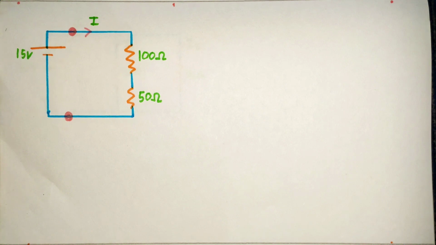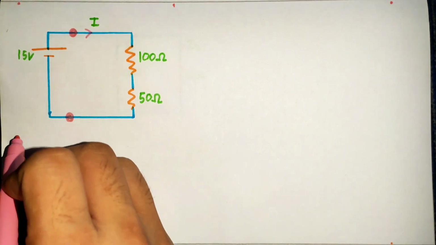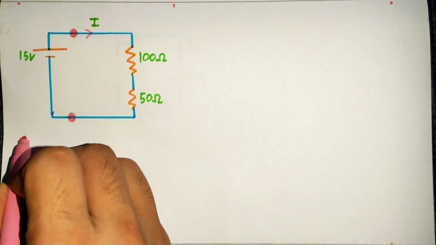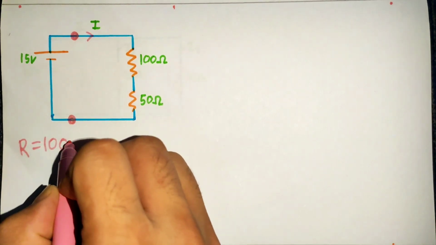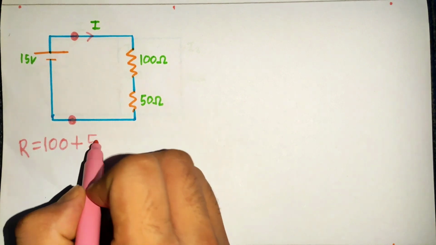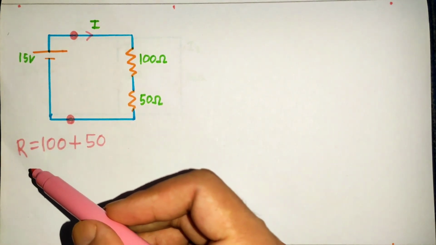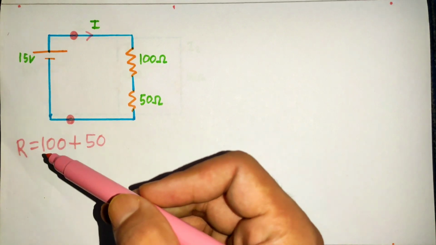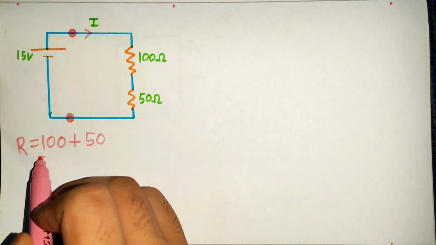Now our first step is to calculate the equivalent resistance. We know this is a series circuit, so we can write R equals 100 plus 50, because in a series circuit we simply add the values of resistances that are in series connection. It gives us 150 ohm.